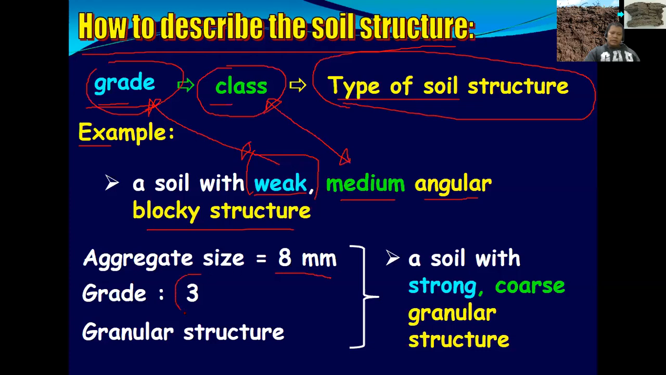The grade is 3, and granular structure. For example, aggregate size is 8 mm, then grade is 3, granular structure, then a soil with strong, coarse, granular structure. Strong is now the grade of soil structure. Coarse is now the class of soil structure. And granular structure is the type of soil structure. This is how we describe soil structure based on grade, class, and type.